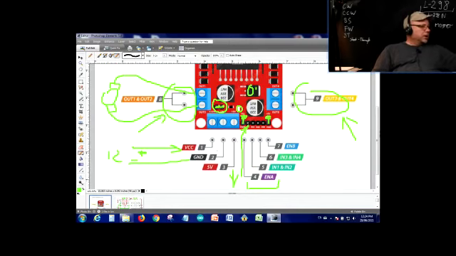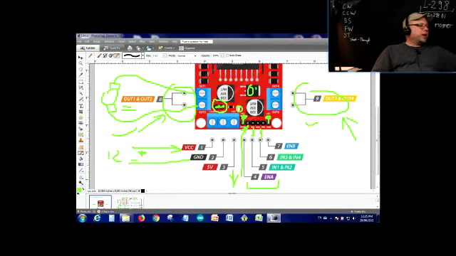Then we have input 1 and input 2, input 3 and input 4. When we apply voltage to those inputs right here and right here, if both of them are accordingly applied, we're going to make the motor spin one way or the other on one side, or the motor spin one way or the other on the other side, depending on whether we apply the logic level to this or that, this here or that right here, okay?